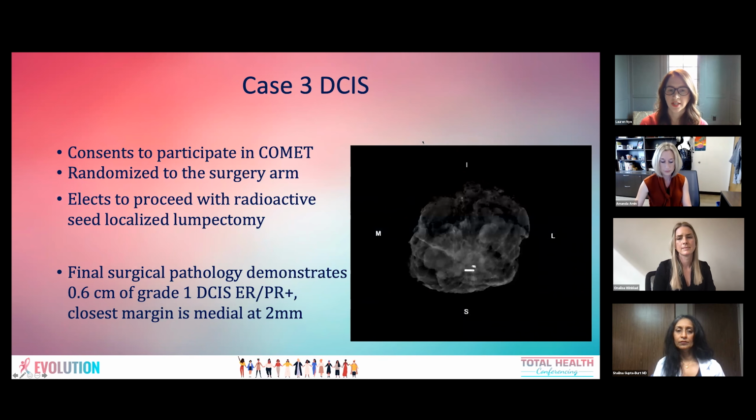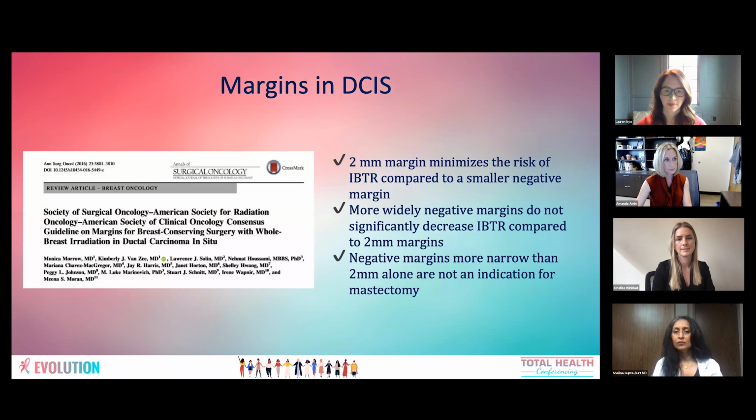So our patient was interested and consented to the COMET trial. She was randomized to the surgery arm, and she accepted her randomization and proceeded with radioactive seed localized lumpectomy. The final surgical pathology demonstrated a 0.6 centimeter grade 1 hormone positive DCIS, and the closest margin is the medial margin at 2 millimeters. And so Dr. Amin, can you talk a little bit about what that margin means in DCIS?